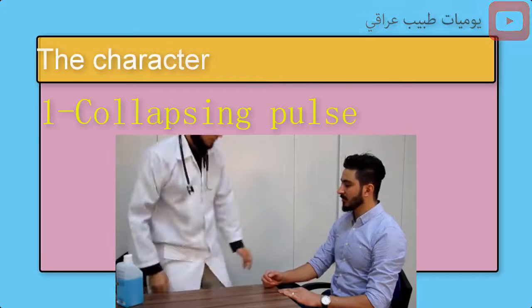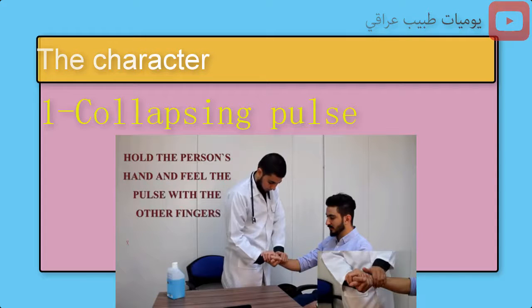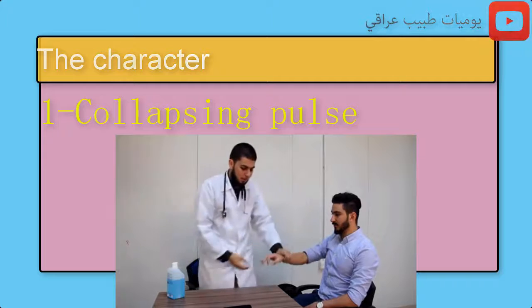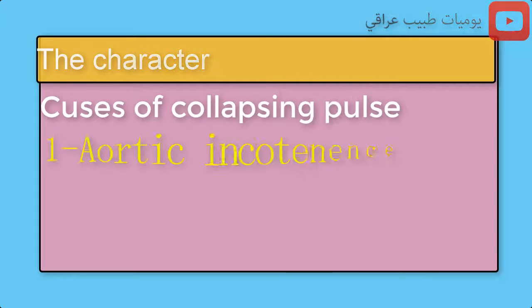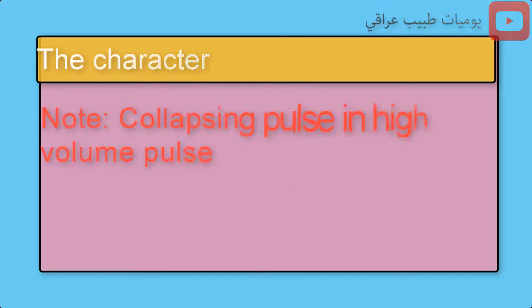Method. It's examined by putting the palm of the hand of the examiner on the radial artery of the patient, grasping around it. Then we feel the pulse at normal position. Then we lift the arm of the patient upward. If the pulse increases, it is collapsing pulse. Some causes: aortic incompetence, arteriovenous shunt. Note: collapsing pulse should be checked in a high volume pulse.